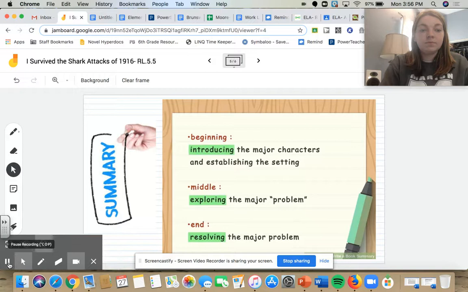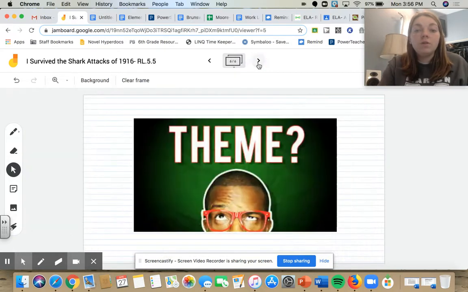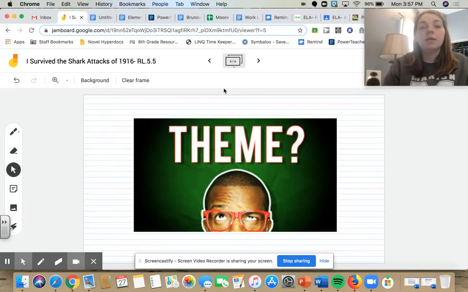All right, so also with our standard that covers summary, which is RL.2, it also covers themes. So we did talk about this a little bit before. We talked about how Chet was responding to his problems that he was coming across in the story. Well, what lesson do you think Chet had learned by the end of the book? Because remember, a theme is the message.